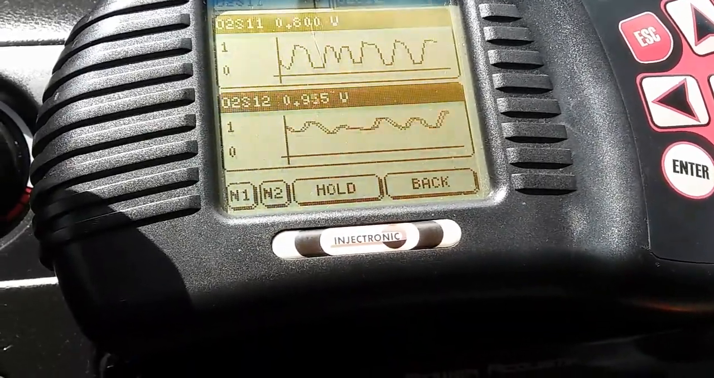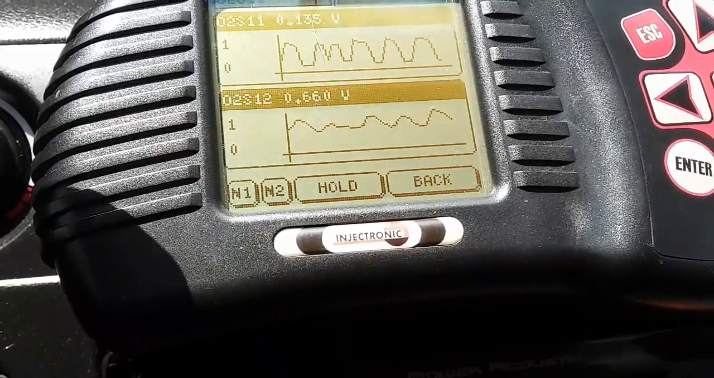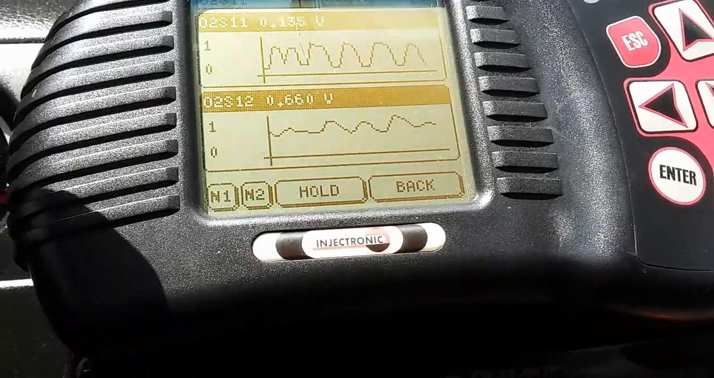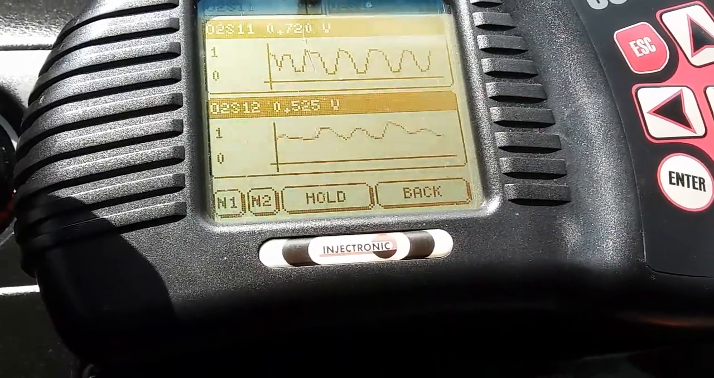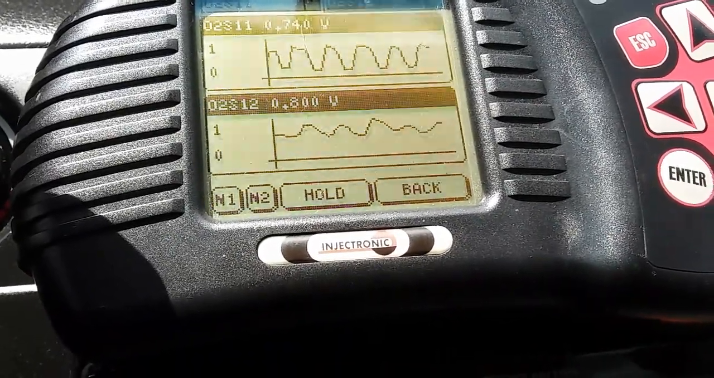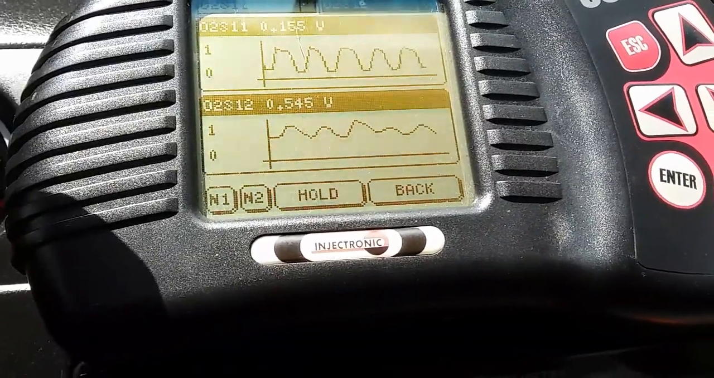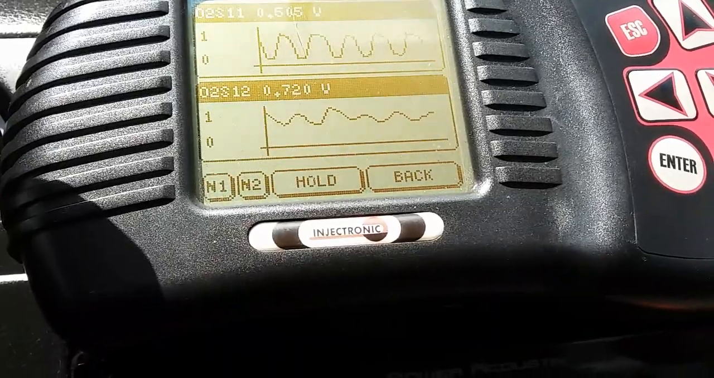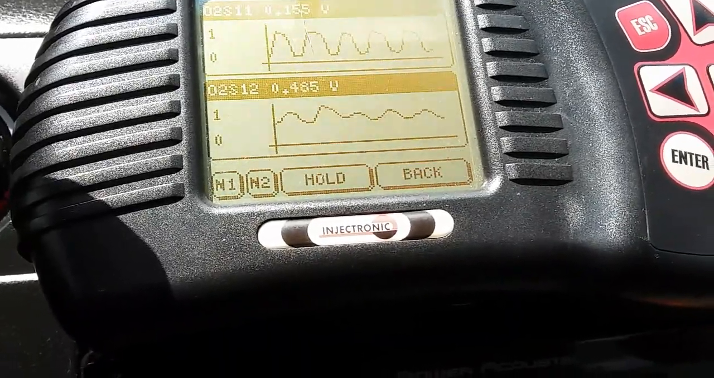Just by looking at these two readings on the upstream and downstream O2 sensors, so far it's looking normal. The upstream O2 sensor is switching from rich to lean, which is good. The downstream is fluctuating minimally.